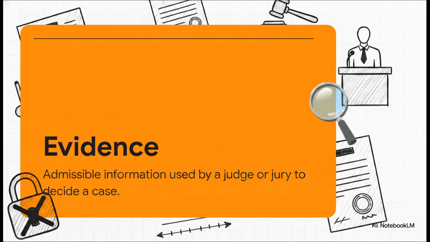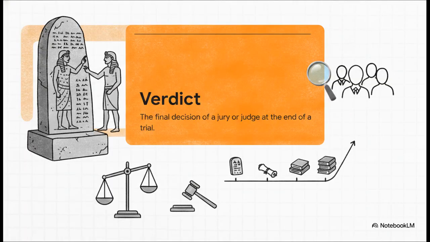For example, you've probably heard of hearsay. That rule generally blocks out-of-court statements from being presented as fact, which ensures that only reliable, cross-examinable information actually makes it into the courtroom. And the ultimate goal of this entire massive machine? The verdict. This is the final decision of a jury or judge at the end of a trial. It is the structured, formal delivery of justice that Hammurabi started tinkering with 4,000 years ago, and that modern juries have refined into an absolute art form over centuries.